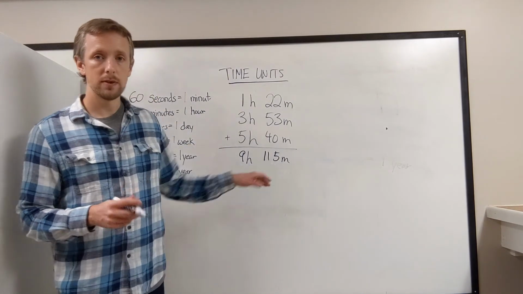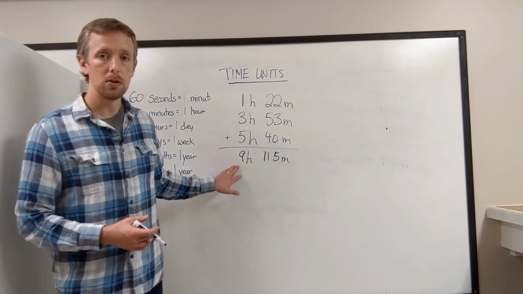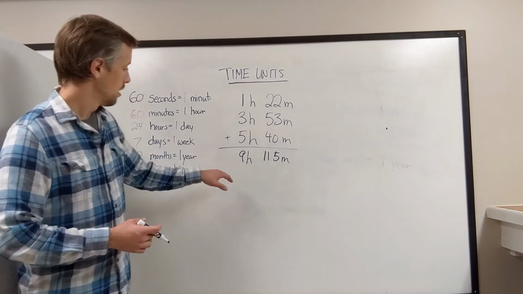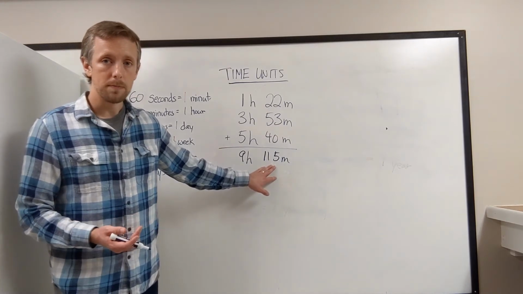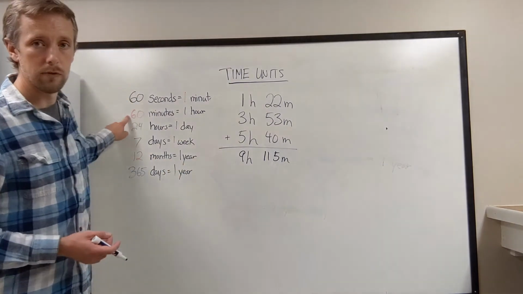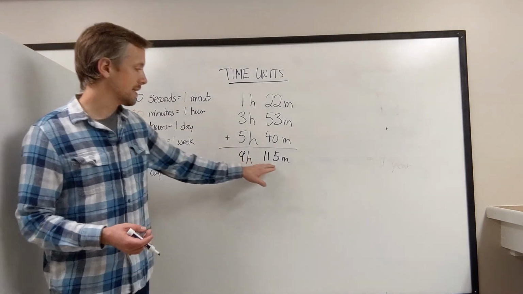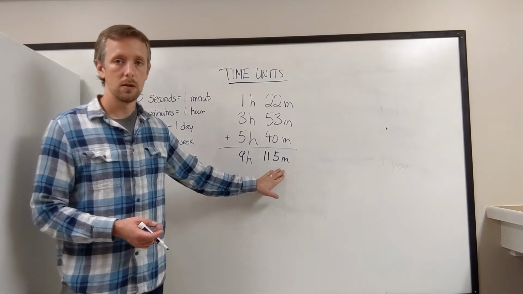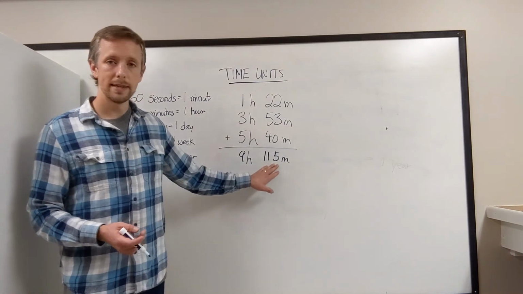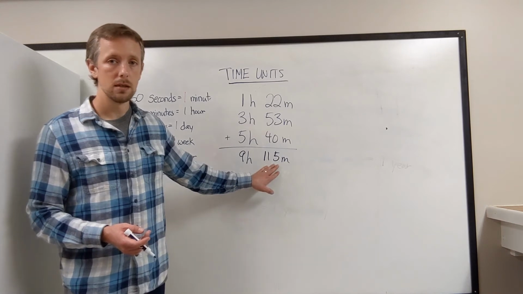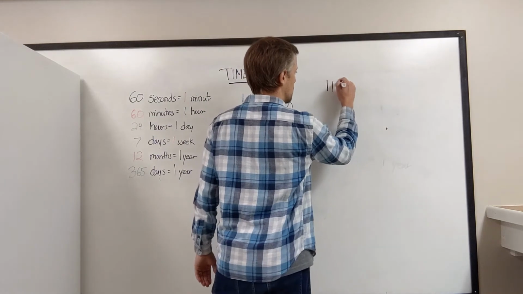But 115 minutes is more than 1 hour, so we should convert as much as we can to the bigger unit. So how many minutes make 1 hour? Well, we can look at our conversion chart here. 60 minutes is equal to 1 hour. So let's take 60 off of the minutes here and turn it into an hour. Okay, if I'm going to take 60 away from 115, if you don't know how to do that in your head, you can always write it out.